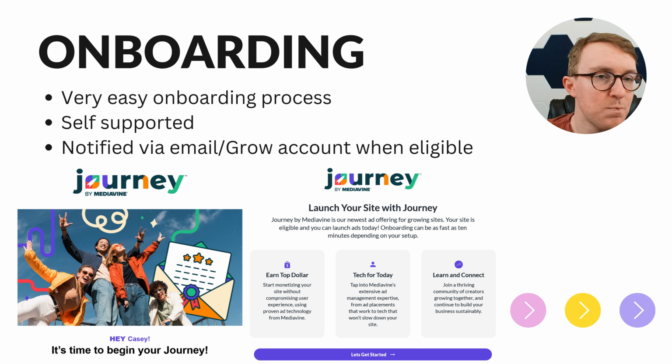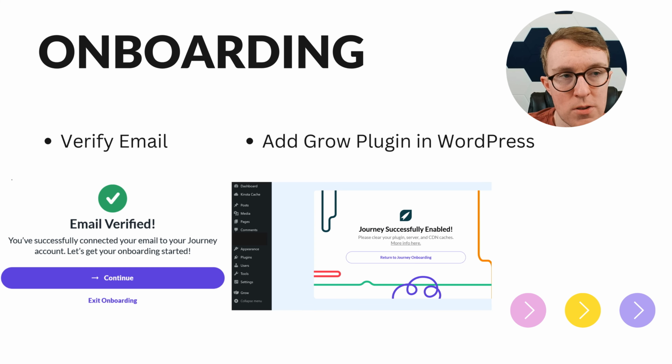But basically, on the left, you'll see the email you'll get, the Hey Casey email, when I was eligible, which was at the very end of April. And the image on the right is also what you'll see in your actual Grow account. So either one of these will notify you that you've been approved and you can start the onboarding process. The next steps are pretty simple.